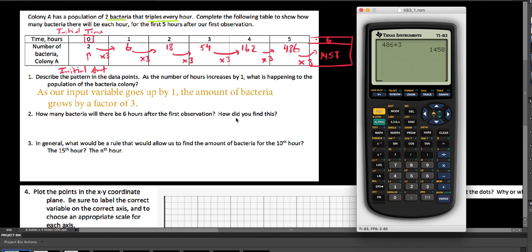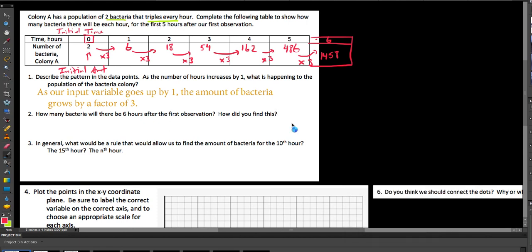In part 3 I asked, in general, what would be a rule that would allow us to find the amount of bacteria for 10 hours? Finding the amount of bacteria at 10 hours, I could extend my table out to the 6th, 7th, 8th, 9th, and 10th hour and keep tripling by 3. But generally speaking, how are we going to find the total number of bacteria for any given hour? When we say the 10th hour, I'm going to look at this relationship as the idea that we were really starting with 2 bacteria, and then we were tripling it every hour.